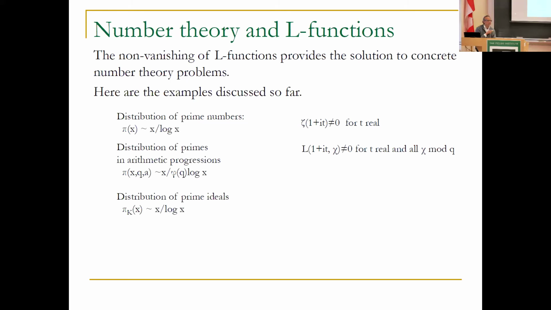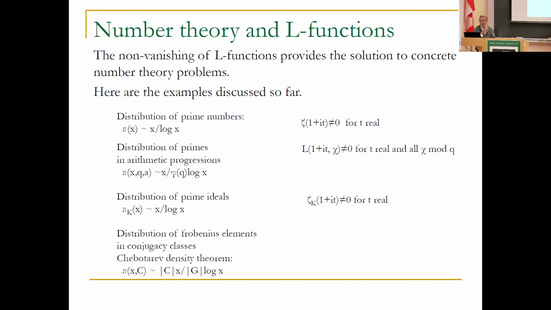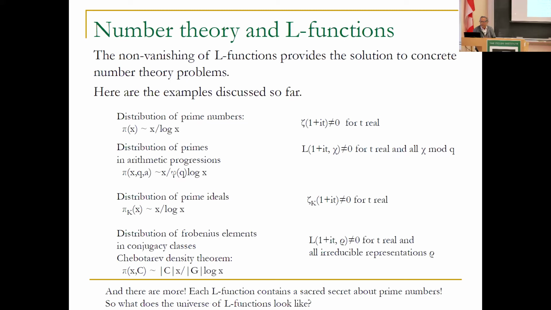If I want to prove something about the distribution of prime ideals, I have to analyze the Dedekind zeta function and show it doesn't vanish on the line, and apply the Tauberian machine and get this result. And if I want to get distribution theorems for those conjugacy classes that Artin introduced, it's called the Chebotarev density theorem, I have to go to the Artin L functions and show that they have analytic continuation, they don't vanish on the line 1, and deduce the theorem. And there are much more. I'm just going to keep the table short. So there are more. Each L function contains some sort of sacred secret about prime numbers.